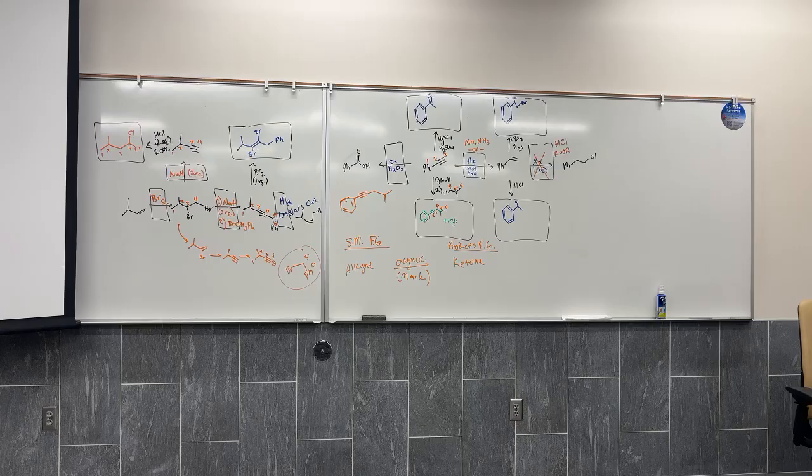For Lindlar's, would it always have that cis? Lindlar's hydrogenation, partial hydrogenation, always gives a cis alkene. And if it doesn't, it's Na and NH3. If you need it to be what type of alkene?